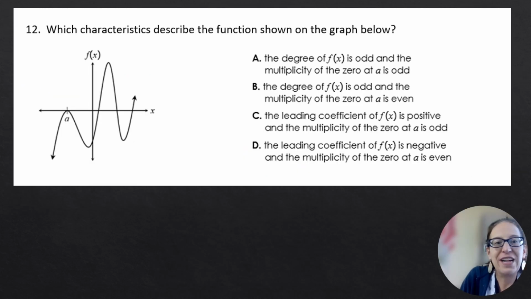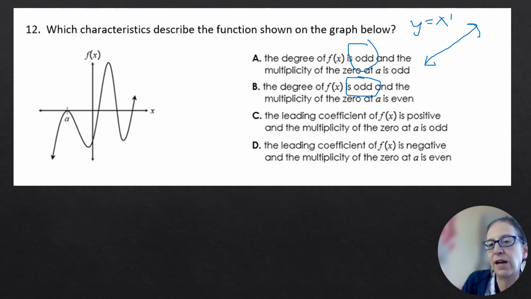All right, this one does not need Desmos. Thank heavens it doesn't need it. So question 12, which characteristics describe the function shown on the graph below? We want to notice a couple of things, and this is a great review of your end behavior. When you have an odd degree polynomial, then the ends point in different directions. You can think odd is like a line, because a line is degree 1. Your ends are going to point in opposite directions. You might have one side pointing down, the other side pointing up, or the other way around, depending on the leading coefficient.